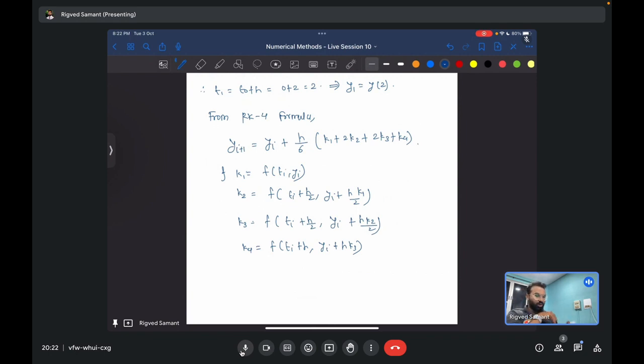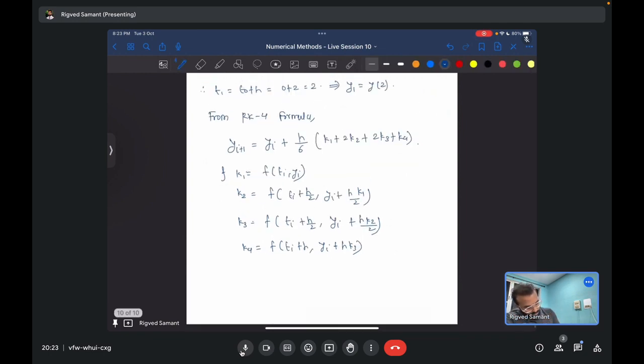Let's see. So here you have to understand that from 0 to 2 we are not doing any intervals. The interval remains the same, h. The formula has some averaging and those things doing itself. So here there is only one interval. The application, what I was saying in the first question, there were different intervals. So interval is only one in this case.